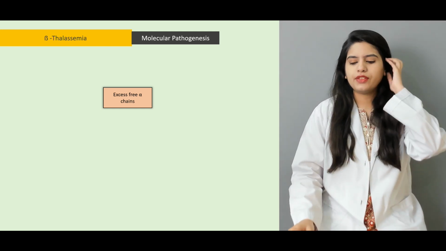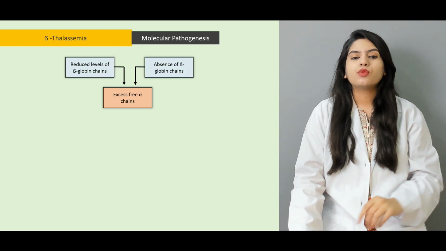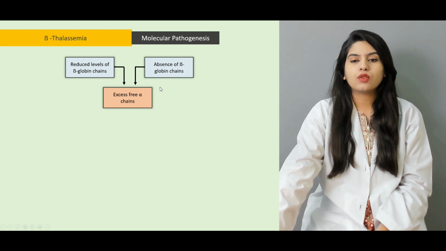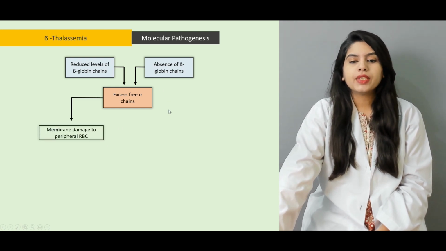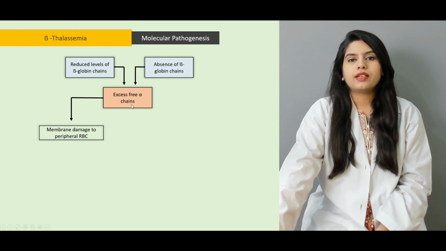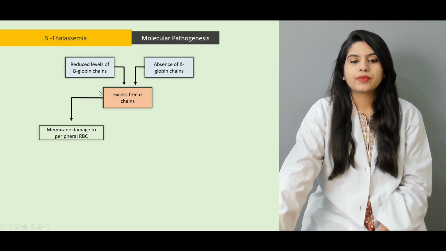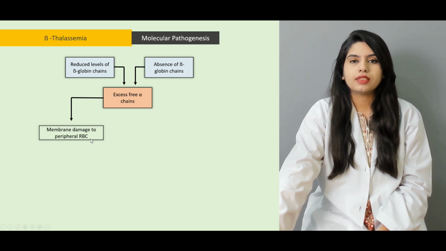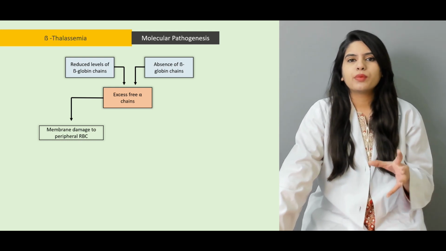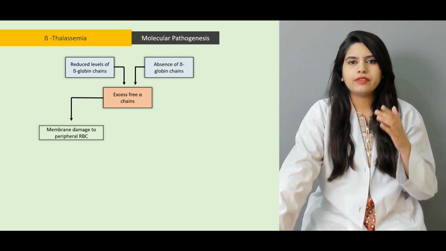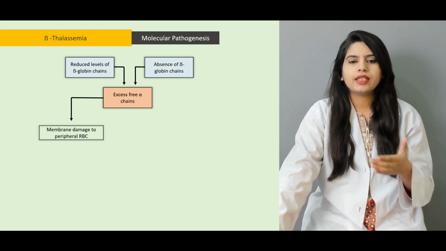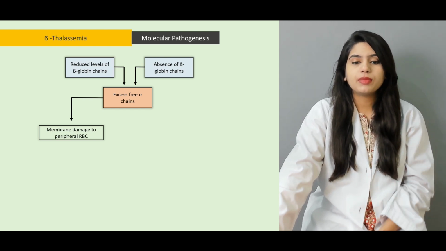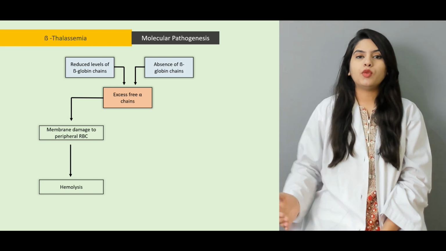Now, the excess free alpha chains may be due to the reduced level of beta globin chains, or due to the complete absence of beta globin chains. When these alpha chains are in excess, what will happen? They will cause membrane damage to the peripheral red blood cells, because hemoglobin is a part of the red blood cells, and that's why they will interfere with the membrane of the red blood cell and cause damage to the red blood cells and lead to hemolysis.